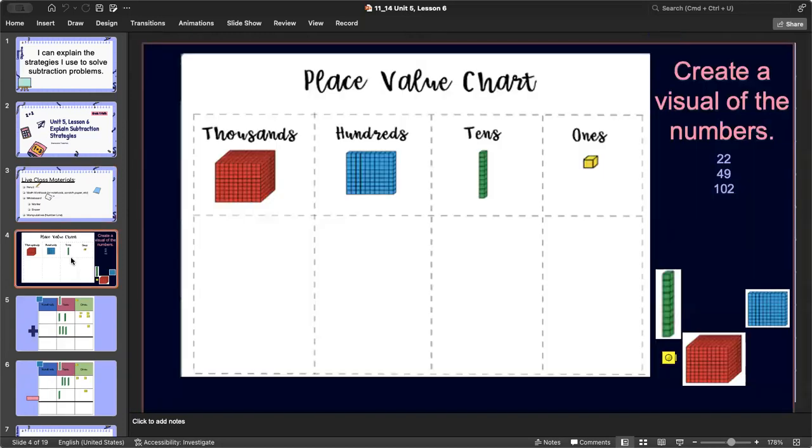Today for place value, we are looking at the numbers 22. So please produce the number 22, 49, and 102. At the end, explain to your learning coach which number is the largest, which number is the greatest. Pause, work with your learning coach.